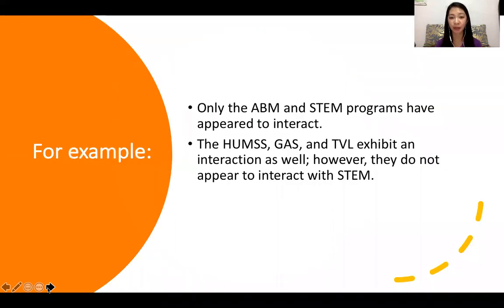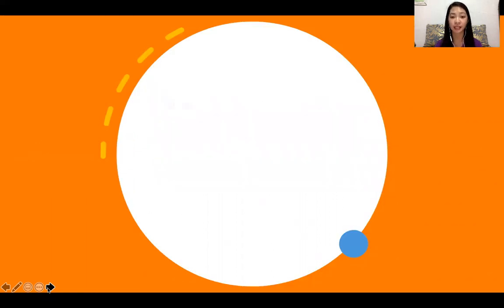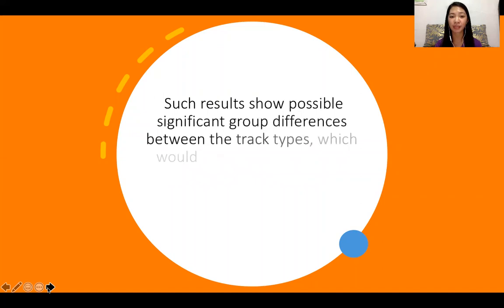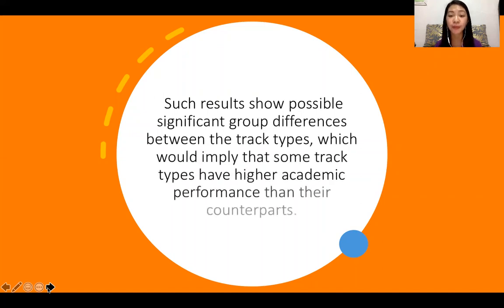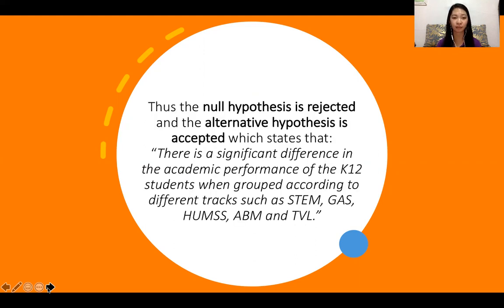For example, only the ABM and STEM programs appeared to interact based on the data presented a while ago in Figure 1. The UMS, GUS, and TVL exhibit an interaction as well. However, they do not appear to interact with STEM. Such results show possible significant group differences between the track types, which would imply that some track types have higher academic performance than their counterparts.